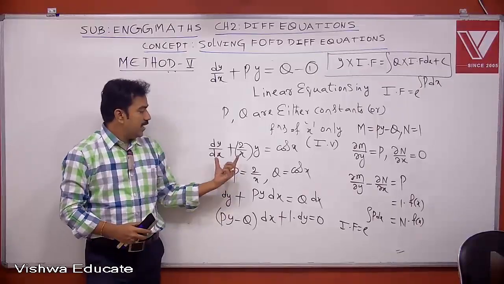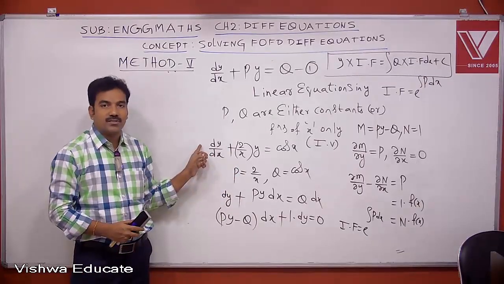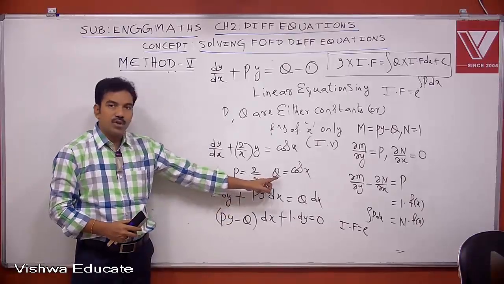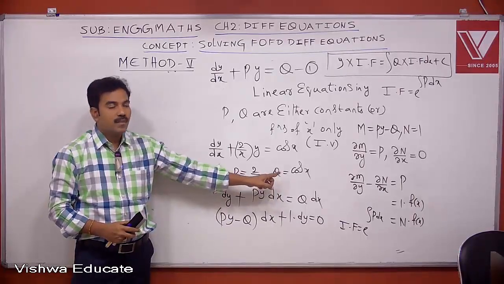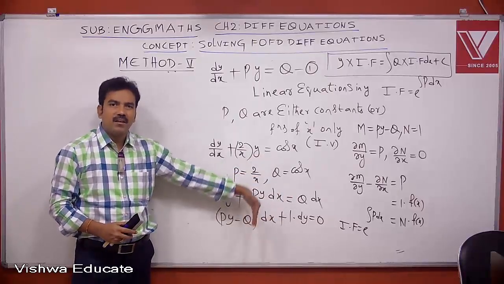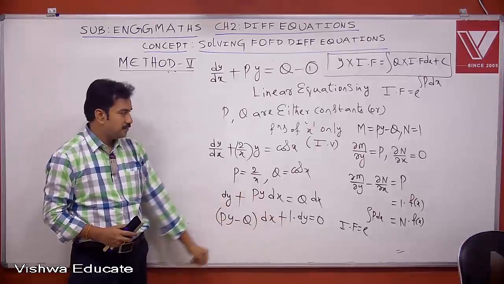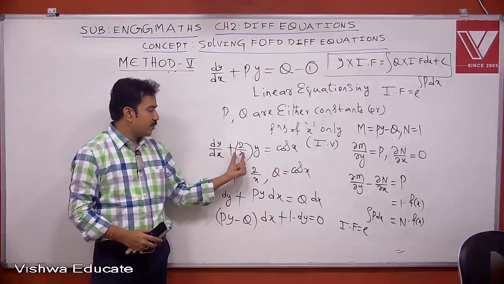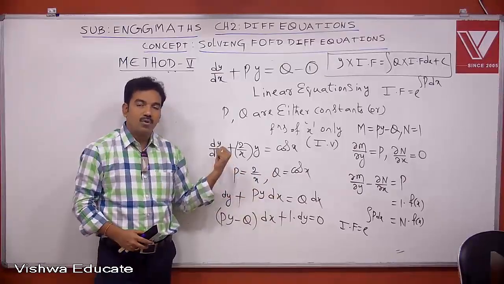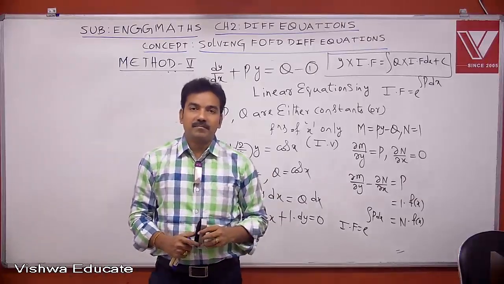Example: dy by dx plus 2 by x into y equal to cos x. P equal to 2 by x, q equal to cos x. You need not write this calculation. I have just explained how to get the general solution, right? So dy by dx plus 2 by x into y equal to cos x. P is 2 by x, q equal to cos x. Next, method 5.